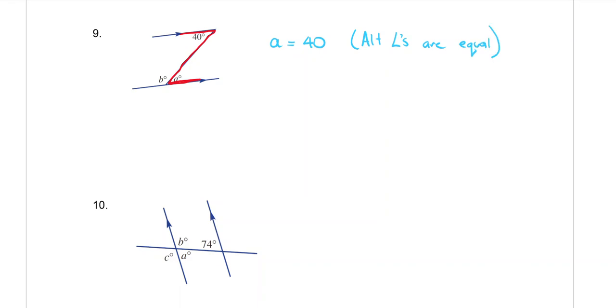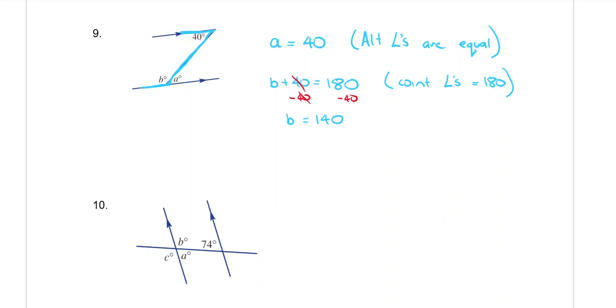Okay, now let's try to find B. Now there's 2 ways that I could do this. I could go around the 40 and around the B, and I have a backwards C shape. So let's start with that. We could do B plus 40 equals 180 because co-interior angles equal 180. To solve that, I minus the 40, and B equals 140.